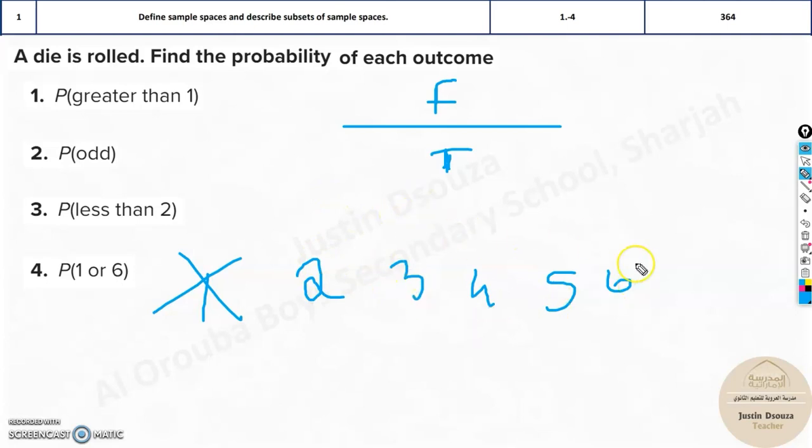One, two, three, four, five favorable outcomes are possible. And what is the total outcomes including this? There are six. So 5 by 6 is the answer.